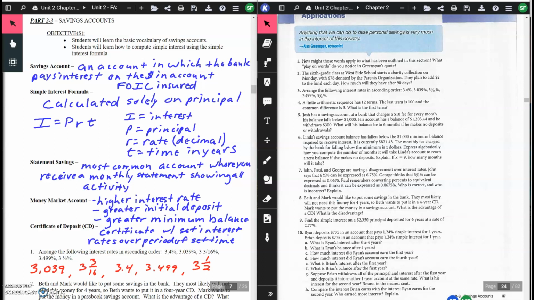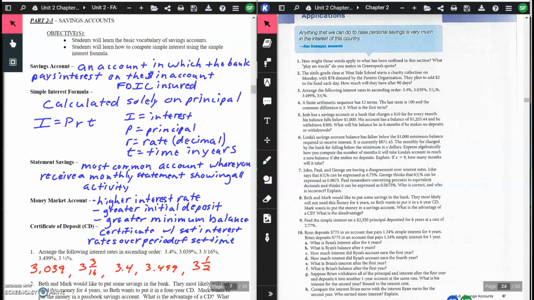Okay, simple interest formula, which we will use a ton. I equals PRT. PRT means P times R times T. I is your interest, P is your principal, that's the amount of money that you put in. R is a rate as a decimal, and T is time, always in years. Okay, so we will use that formula a ton.